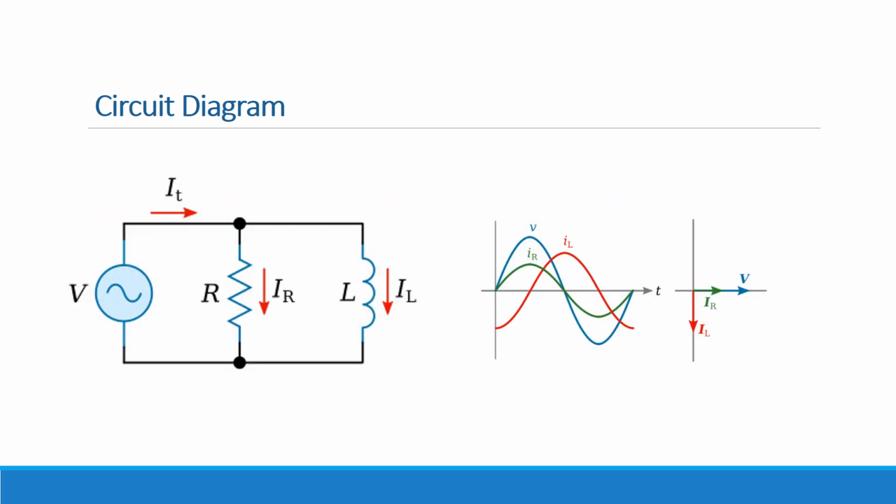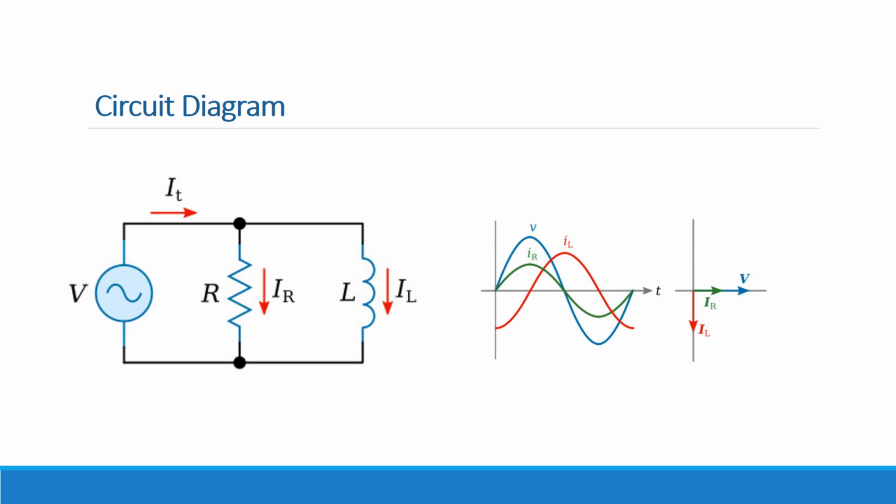This is the circuit diagram. Here, resistor and inductor are connected in parallel across the sinusoidal voltage source. In the resistor, the current is in phase with the voltage. In the inductor, the current lags the voltage by 90 degrees.